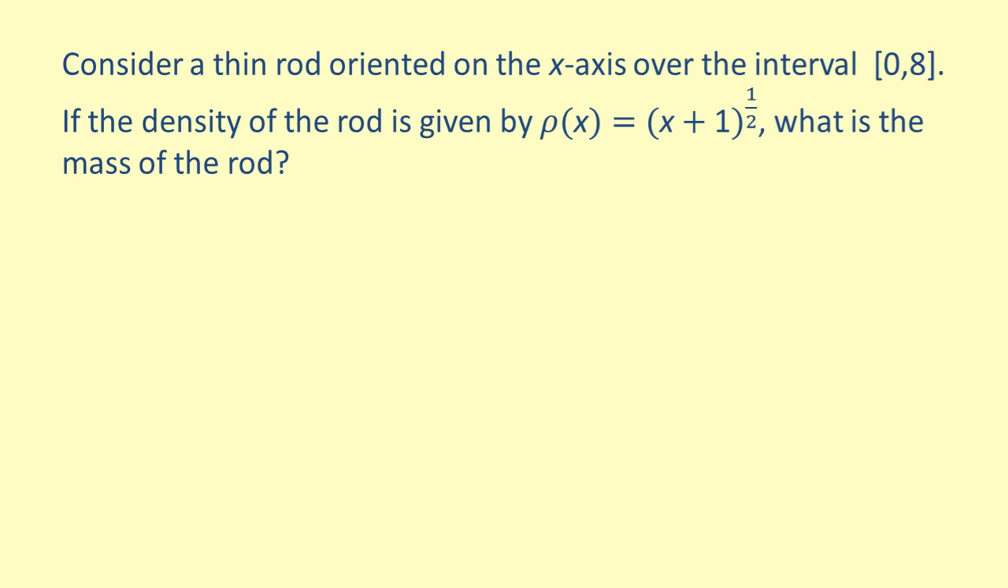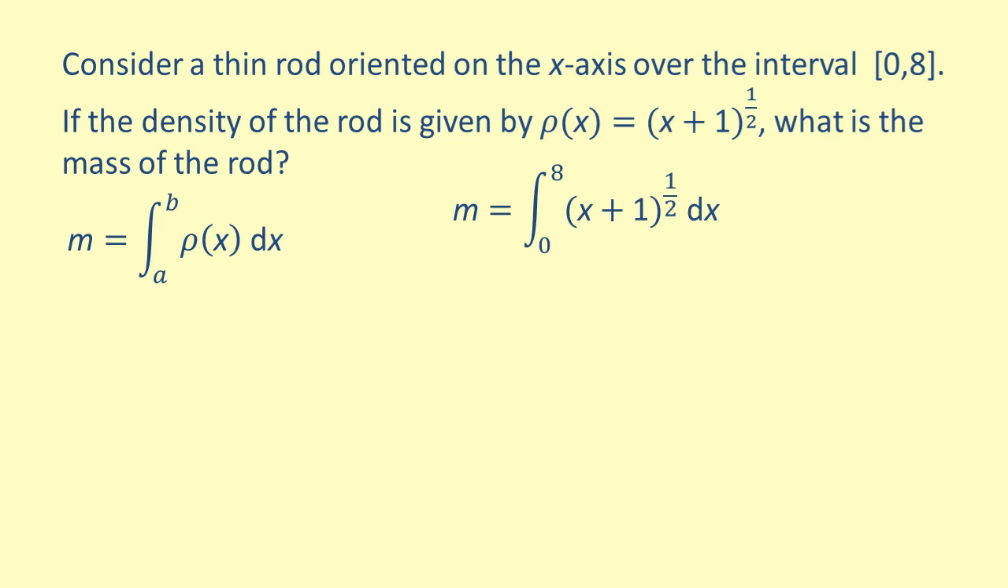If we are given a density function of a rod ρ of x that is oriented on the x-axis over a given interval from a to b, then the mass of the rod is found by evaluating the integral of ρ of x dx from a to b. Since we are given a density function, let's substitute this function as well as the endpoints of the interval into the formula. Now, notice that the integrand is a composition of functions.